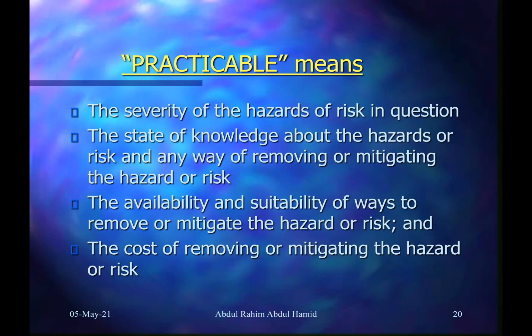So, meaning to say, when they come up with what we call risk control, the risk control should be equivalent to the cost they are being paid. If, for instance, you are being paid a big amount, then for sure you can come up with all kinds of safety measures.